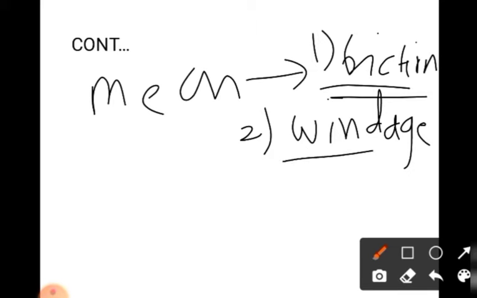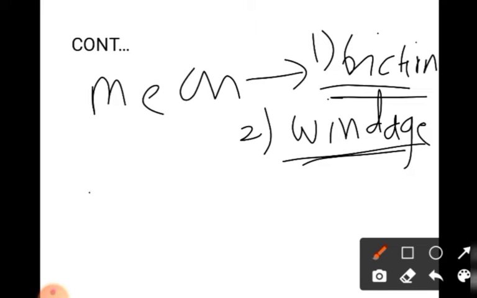The second loss is the windage loss. The windage loss occurs in the air gap because friction takes place between air and armature. So this loss is known as windage loss.